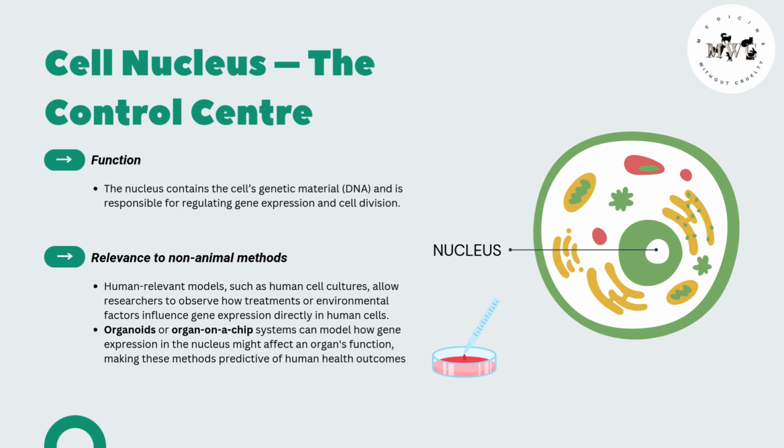These human cell cultures can be used to observe how treatments or environmental factors influence gene expression directly within human cells. And it's really important because organoids and organoid chip systems can model how gene expression in the nucleus might affect an organ's function. And it means that these methods are predictive of human health outcomes.